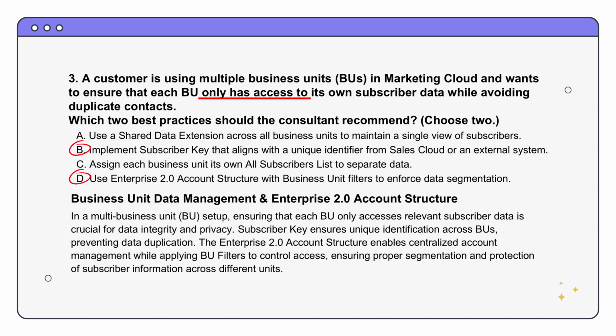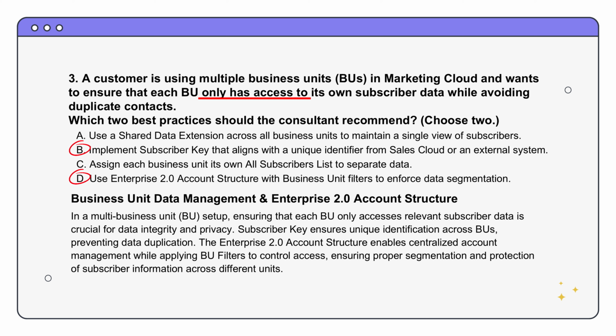Why is it so important to implement a subscriber key when you're dealing with multiple business units? Well, think of the subscriber key as a passport. It's a unique identifier for every individual across your entire Marketing Cloud account. So even if the same person interacts with different parts of your company and ends up in multiple BUs, you still recognize them as one single person. Exactly. It's preventing those duplicates, which is huge for maintaining a consistent view of your customer.